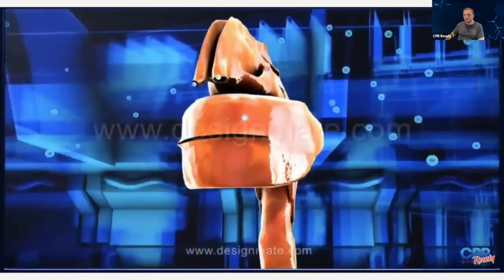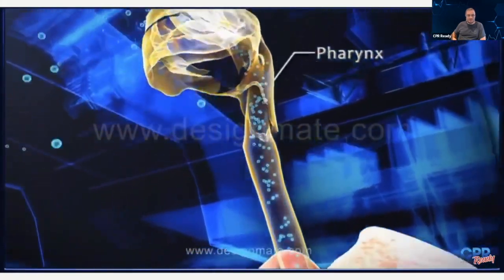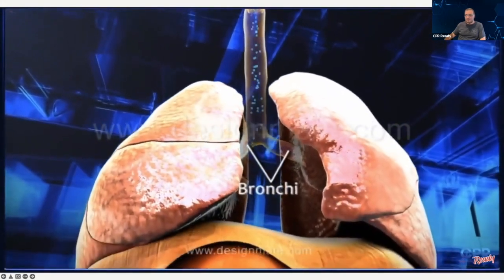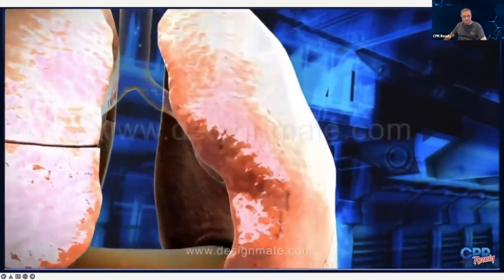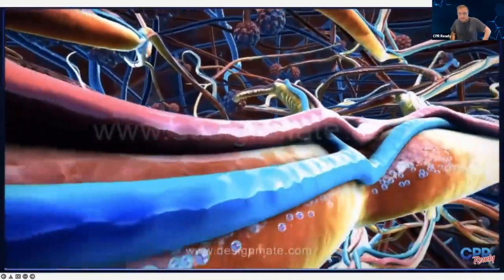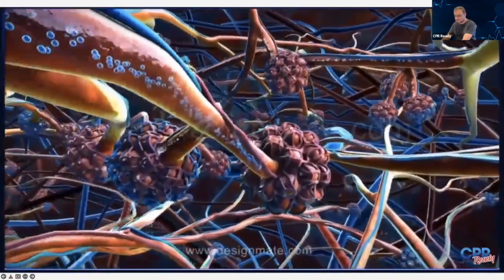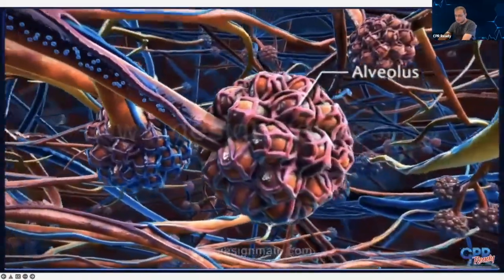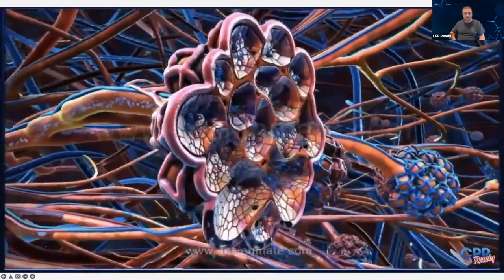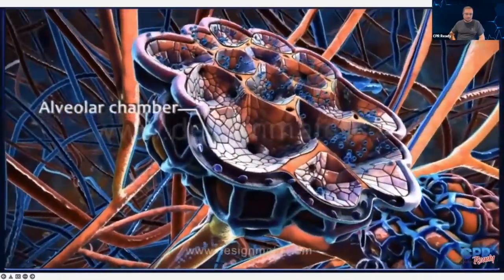As we breathe in air, the oxygen molecules enter the nostrils and travel downwards through the pharynx and trachea to finally reach the bronchi. From each bronchus, oxygen travels into the lungs. Within the lungs, the bronchus divides repeatedly to form bronchioles. Oxygen travels through these bronchioles and reaches the alveoli, each of which is surrounded by a network of capillaries. A section of one alveolus shows the presence of numerous alveolar chambers with pores.